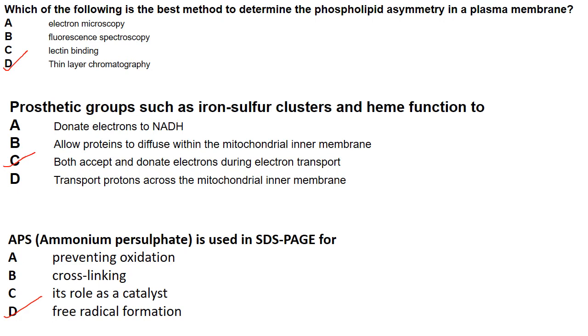Prosthetic groups such as iron sulfur clusters and heme function too. They both accept and donate electrons during electron transport. Answer is option C. APS or ammonium persulfate is used in SDS page for free radical formation. APS is for free radical formation. Answer is option D.